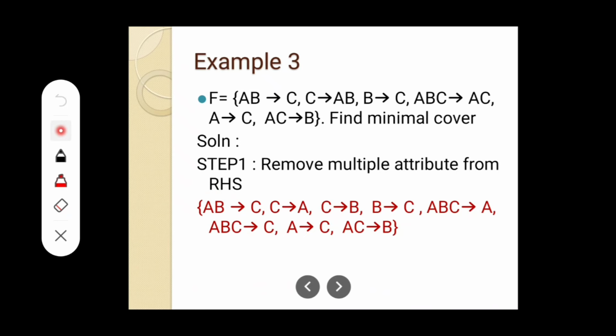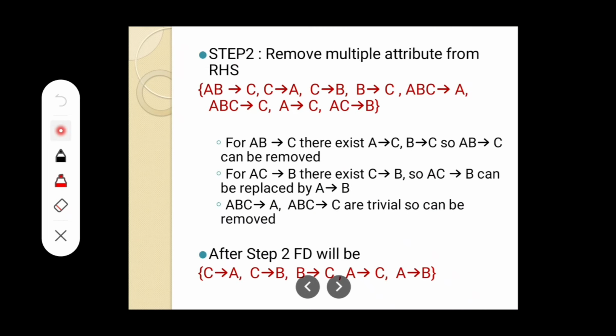Okay. Now in step 2, what is the thing? Remove the multiple attribute from LHS. Are there any multiple attributes in LHS? Yes, here it is having. Here it is having. Okay, here it is having. But here you just look. Which functional dependencies are having multiple attributes in LHS? This one and this one.